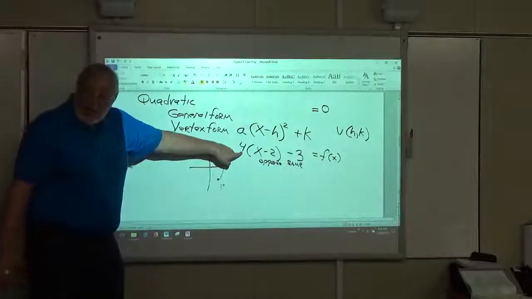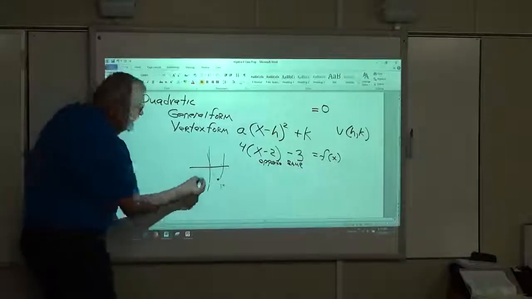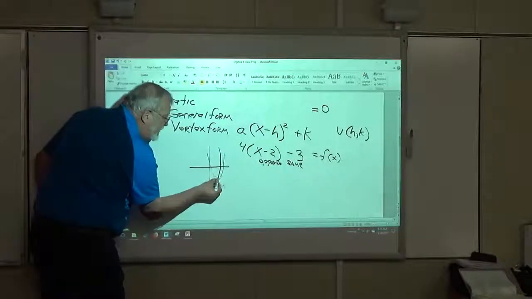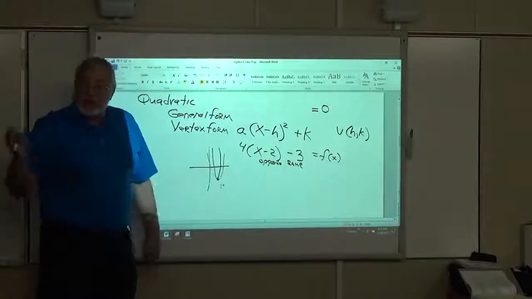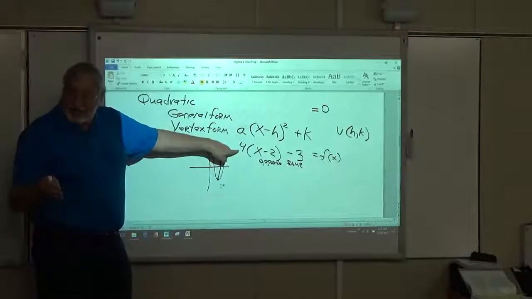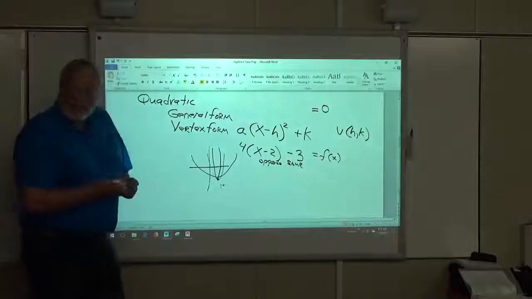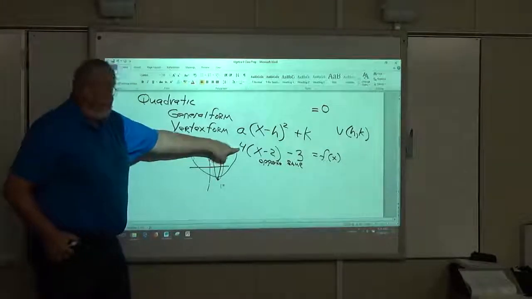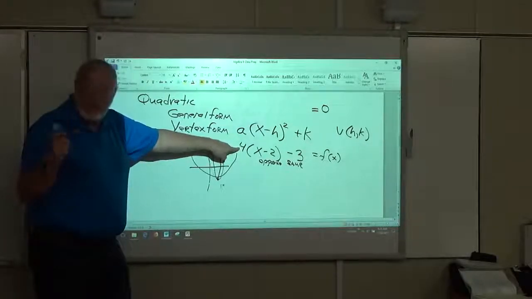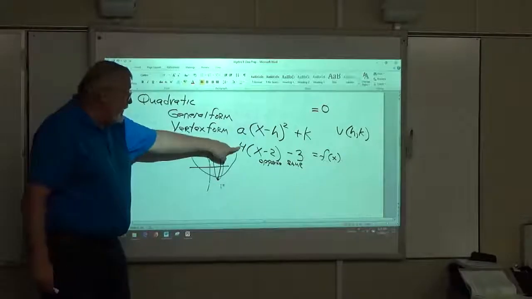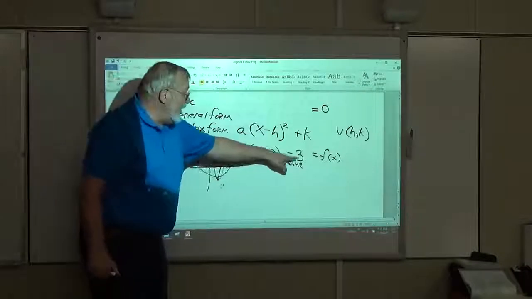But this is not 1. So we would go over 1, up 1 times 4. And the graph that we have here would be super skinny inside that. Had this been a fraction, we'd go over 1, up 1 times a half, if that was a half, and then it would fatten this thing out. So the A is called a shrink, or a compression, or a stretch, and it changes if it's not 1. And then that value is the vertex.